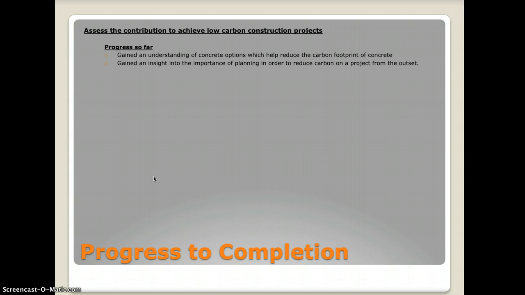Hi, I am Lilo. I'll be assessing the contribution to achieve low carbon construction projects. Through my research, I've devised 4 stages of the construction process to be thoroughly reviewed and planned from the outset in order to reduce CO2, preferably striving for zero carbon. Stage 1, design. I have found out that limiting scope changes from the outset will reduce the CO2 emissions in the long run. Stage 2, manufacture.